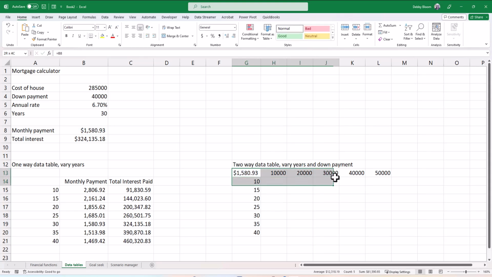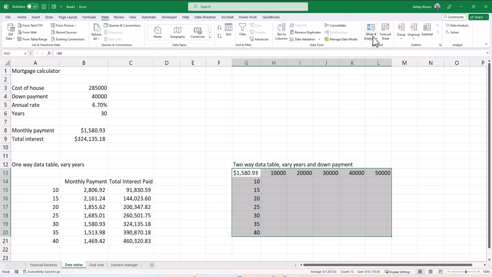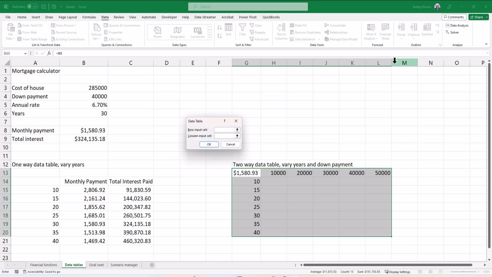Now I'm going to select my two-way data table, go to my Data tab, Forecast group, What If Analysis. Notice we're doing all three in this video: Data Table, Goal Seek, and Scenario Manager. So I'm going to click on Data Table. Now I have both a row and a column input cell. So the row, which goes across, is going to be my down payment.